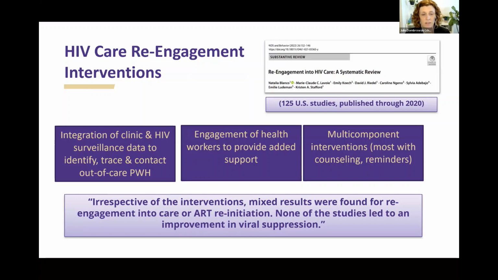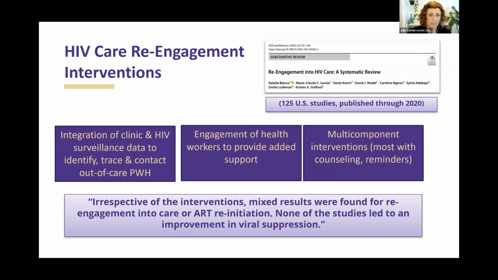there was a systematic review published recently that looked at 125 studies in the US published through 2020. And they grouped the studies into 3 main categories: using clinic and HIV surveillance data to identify, trace, and contact out of care people with HIV, or what I would call data to care; engagement of health workers to provide added support, so whether that's a patient navigator or more intensive case management; and multi-component interventions that combine these things and often had added counseling or reminders for patients as well.